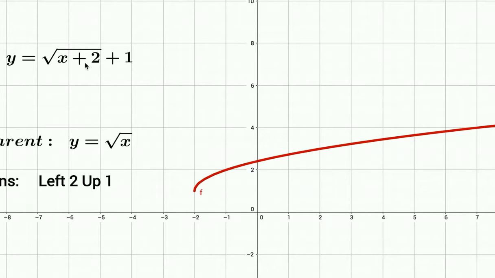And you have to transform it into x minus negative 2. So x subtracting a negative 2 means move everything left 2 units. Plus 1 is outside, so move everything up 1. So our original point would move from (0, 0) to (negative 2, 1).